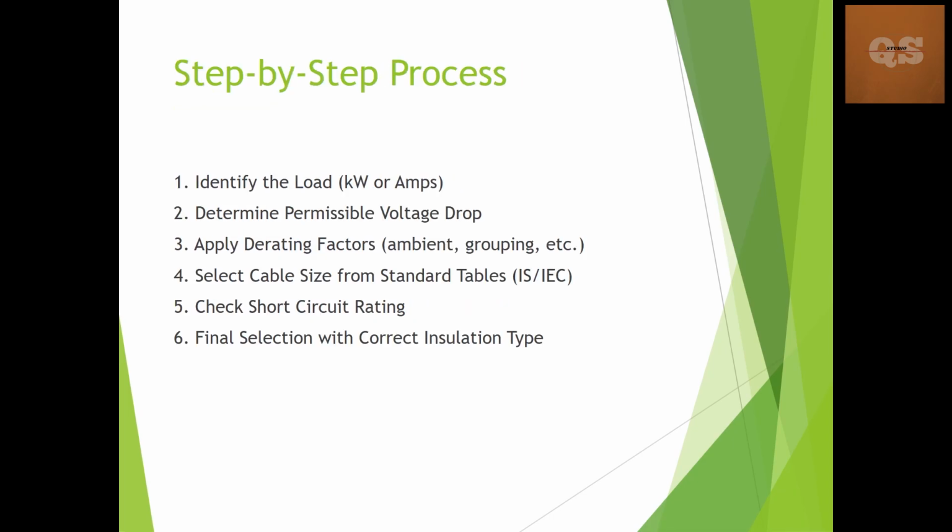These are the step-by-step process for identifying the cable size, and I'll be showing it through an example also. I made an Excel template. So identify the load first, then determine the permissible voltage drop, apply the derating factors, select the cable size from the standard tables, check the short circuit ratings, and make the final selection with correct installation. So there are basically some steps that need to be done. I'll explain it in the Excel template.